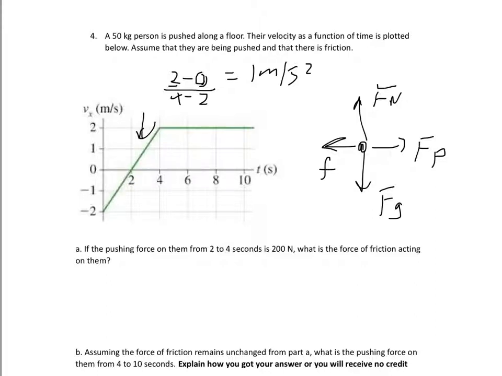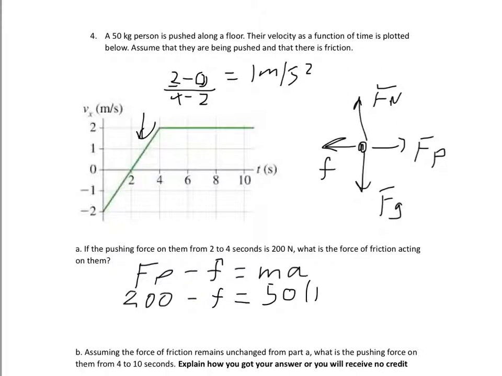So let's go ahead and get the force. So we're going to have force of the push minus the friction equals ma. And it's a 50 kilogram person, so we're going to have 200 newtons, and now we'll go ahead and subtract the friction force, which we don't know what it is. That's what we're going to calculate. And then it's going to be 50 times the acceleration of 1. And that's how we're actually getting that the friction force is going to be equal to 150 newtons.